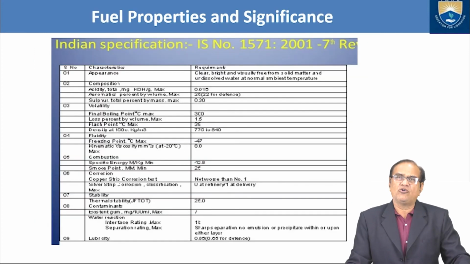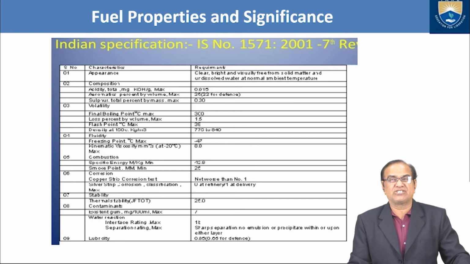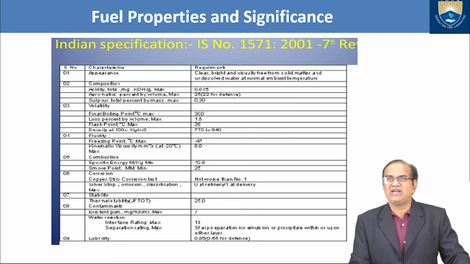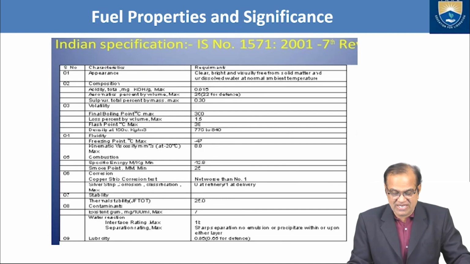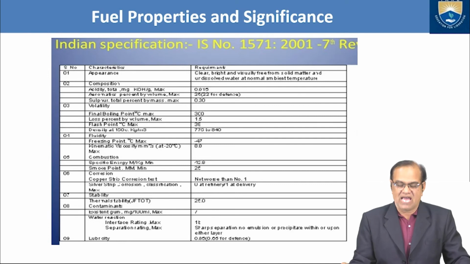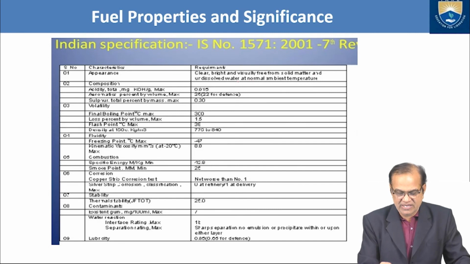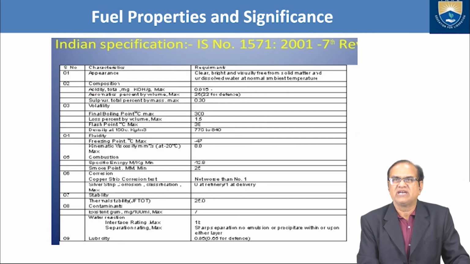Here I have to mention some fuel properties and their significance. I have given the Indian specification, Indian Standard number 1571 and 2001, the 7th revision. If you see here, we have the characteristics. Appearance should be clear, bright and visually free from solid matter. You have to check this. Then composition: we should have acidity, which is 0.015.